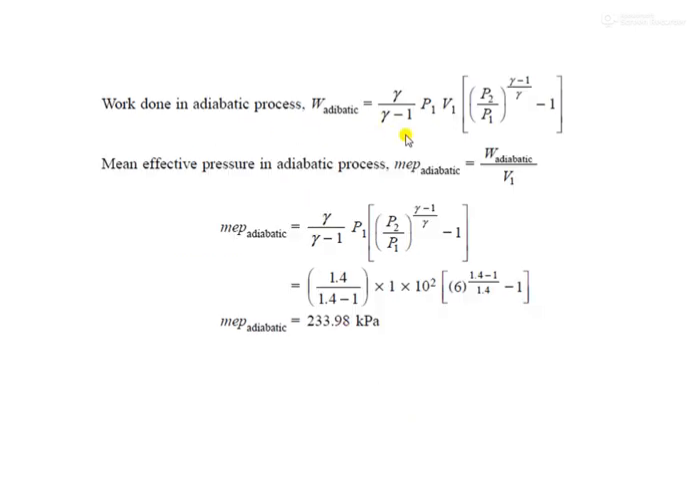Similarly, the work done in adiabatic process, in case of n, we will be using the value of gamma, and gamma for air is 1.4. So we can use this expression, and the mean effective pressure will be work done upon the stroke volume. So mean effective pressure can be calculated by using this expression. Instead of n, we'll be using gamma because it is an adiabatic process, right? So mean effective pressure for adiabatic comes out to be 233.98 kilopascal.